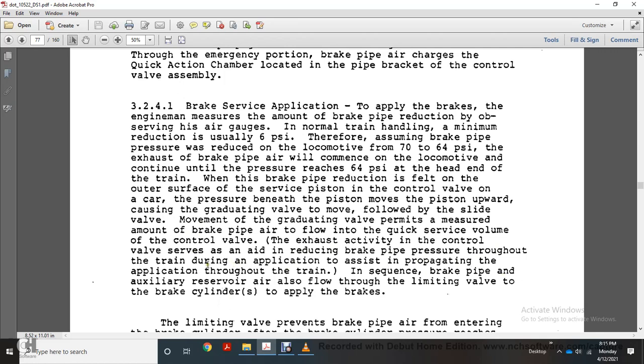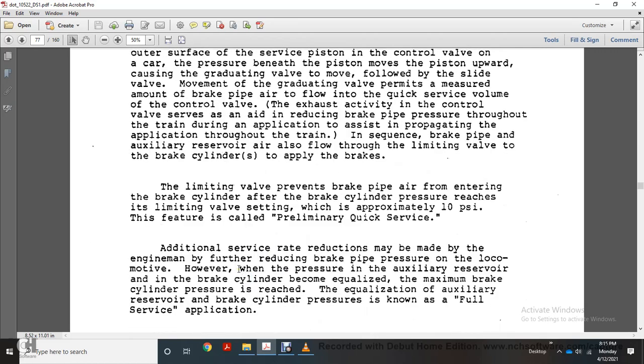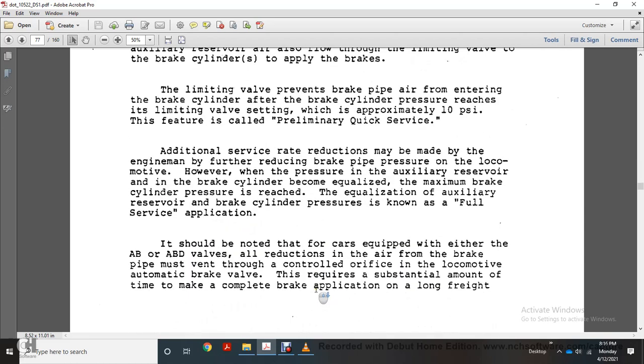The sequence of brake pipe and auxiliary reservoir airflow is through the limiting valve and the brake cylinder to apply the brakes. The limiting valve prevents the brake pipe air pressure from entering the brake cylinder after the brake cylinder pressure reaches the limiting valve setting, which is approximately 10 psi. This feature is called the preliminary quick service. Additional service reductions may be made by the engineer by further reducing brake pipe pressure on the locomotive, until the pressure within the auxiliary reservoir and the brake cylinder becomes equalized and the maximum brake cylinder pressure is reached. The equalization of the auxiliary reservoir and the brake cylinder pressure is known as a full service application.